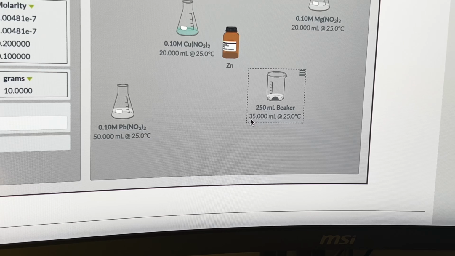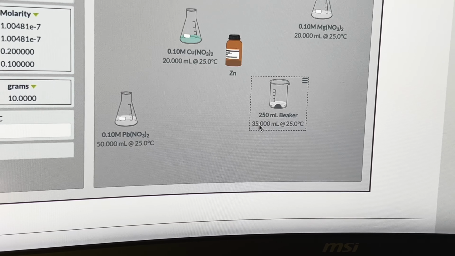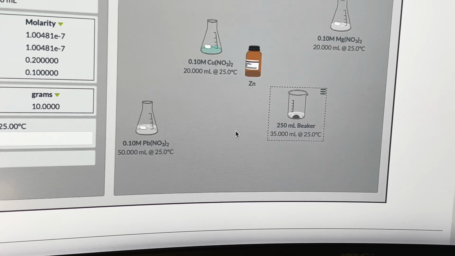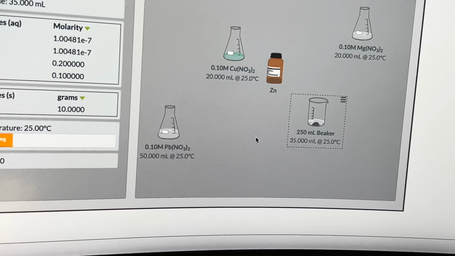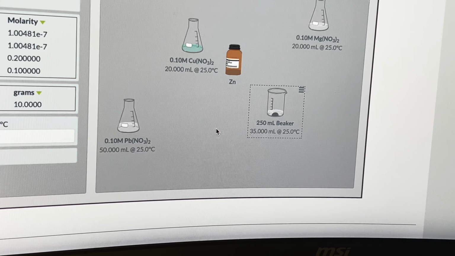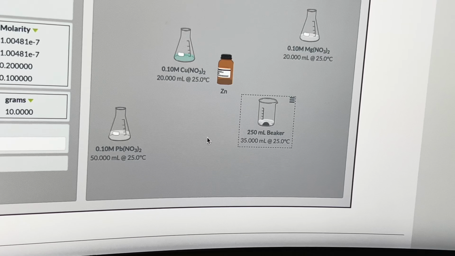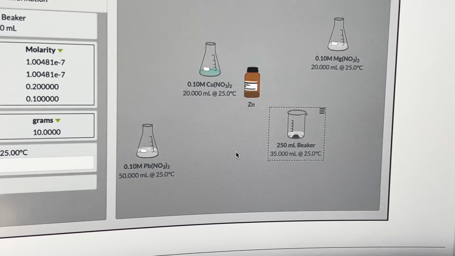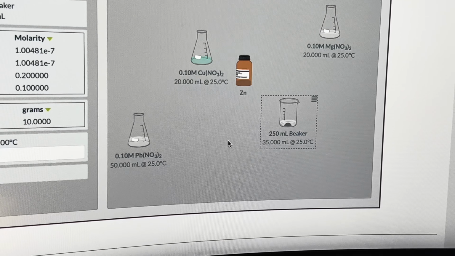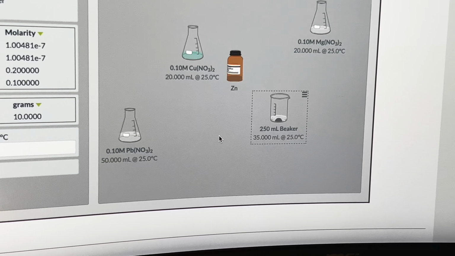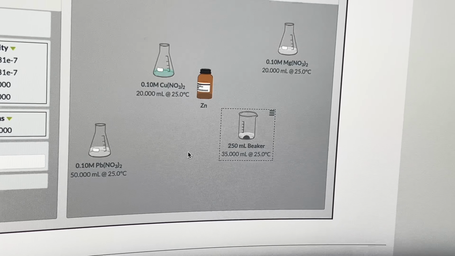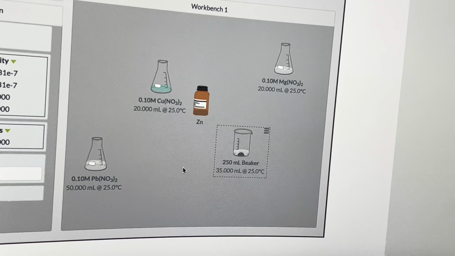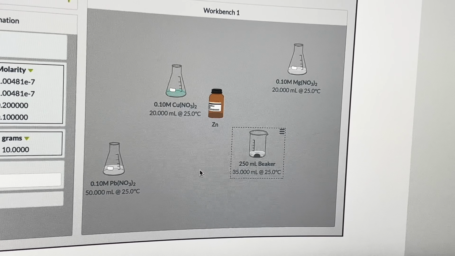However, I can make quantitative observations because the volume did change, because we started off with 30 milliliters of the aqueous solution, and as we added the solid, the volume has changed. However, the temperature and the pH stayed consistent or constant. Therefore, we can safely assume that the reaction does not occur.